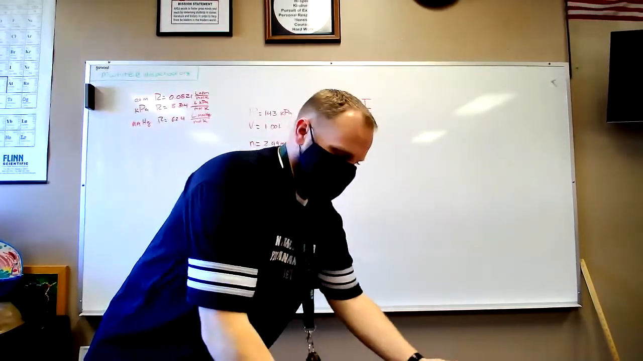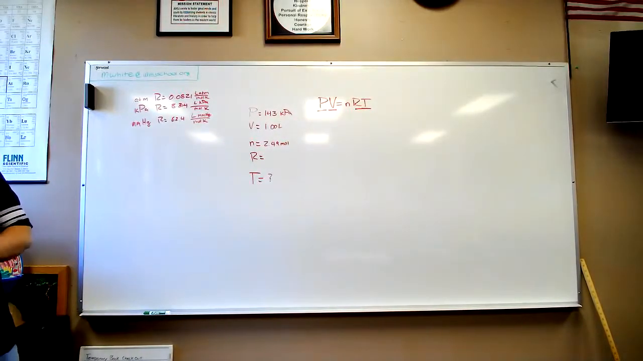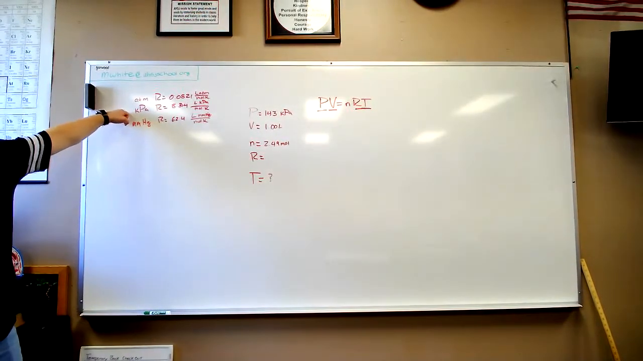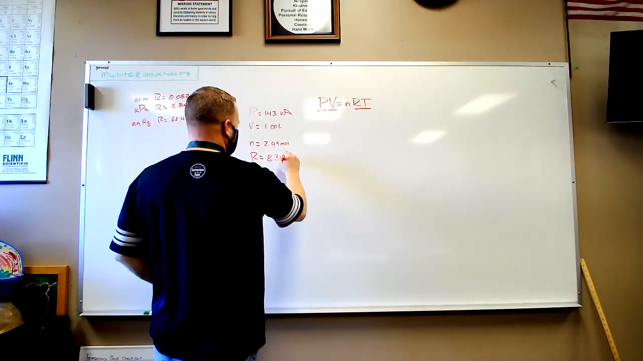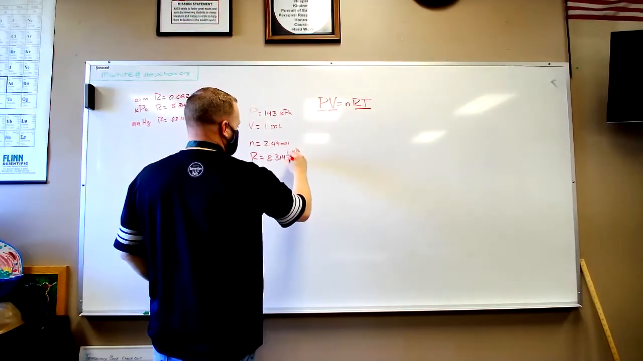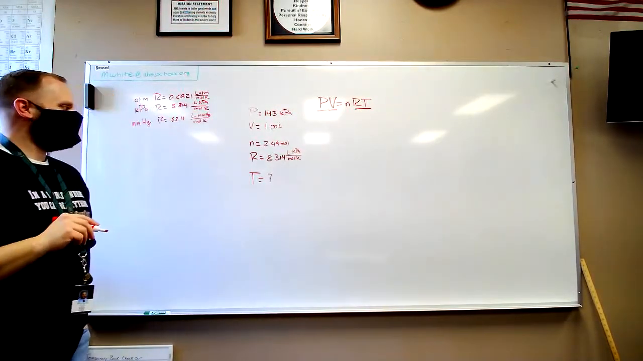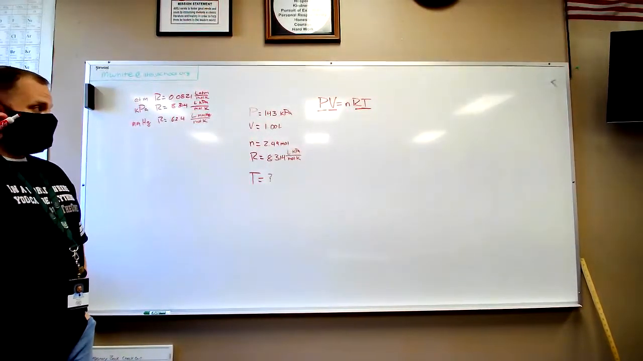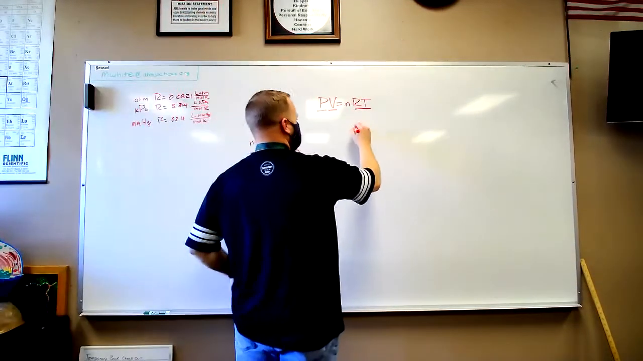And this time, what value of R should we use? We're going to use the second one because we're in kilopascal. So this one, we have 8.314 liter kilopascal per mole Kelvin. This time we want to isolate T by itself, so that's going to look like this.